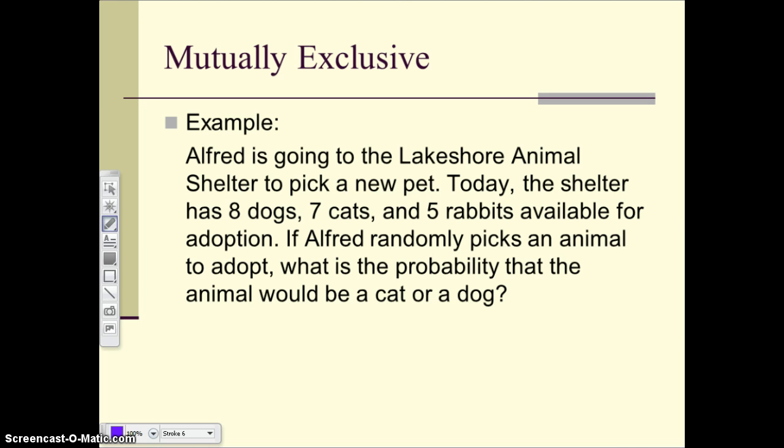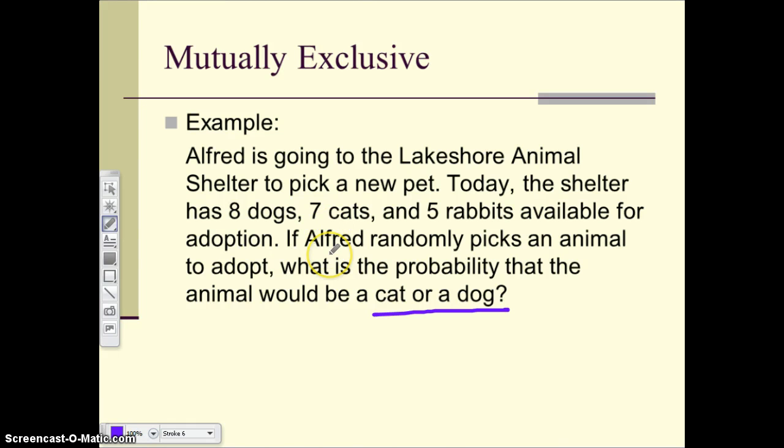For example, Alfred's going to go pick out a new pet. And when he went to the animal shelter, he saw that they had 8 dogs, 7 cats, and 5 rabbits. So if he just picks an animal, he just closes his eyes and points, what's the probability that he would choose a cat or a dog? See, he's only going to choose one. So those are mutually exclusive.